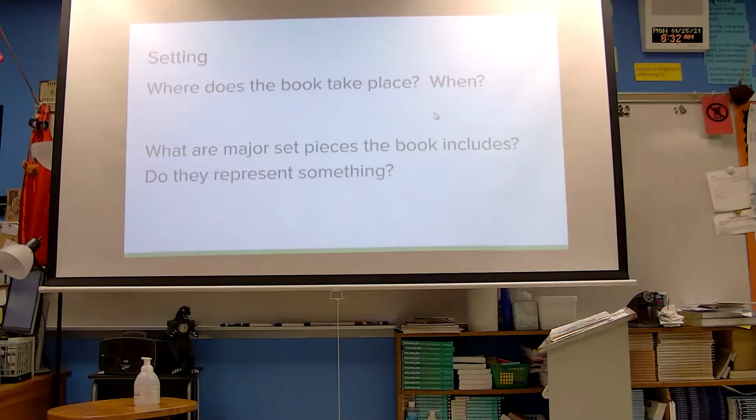All right, we go to the next step in that, which is the setting. This is where we want to start to capture some of our own understanding. So, first question, where does the book take place and when? So for this particular one, what should we be putting down? West Egg and East Egg. Is that the only place that this book takes place?